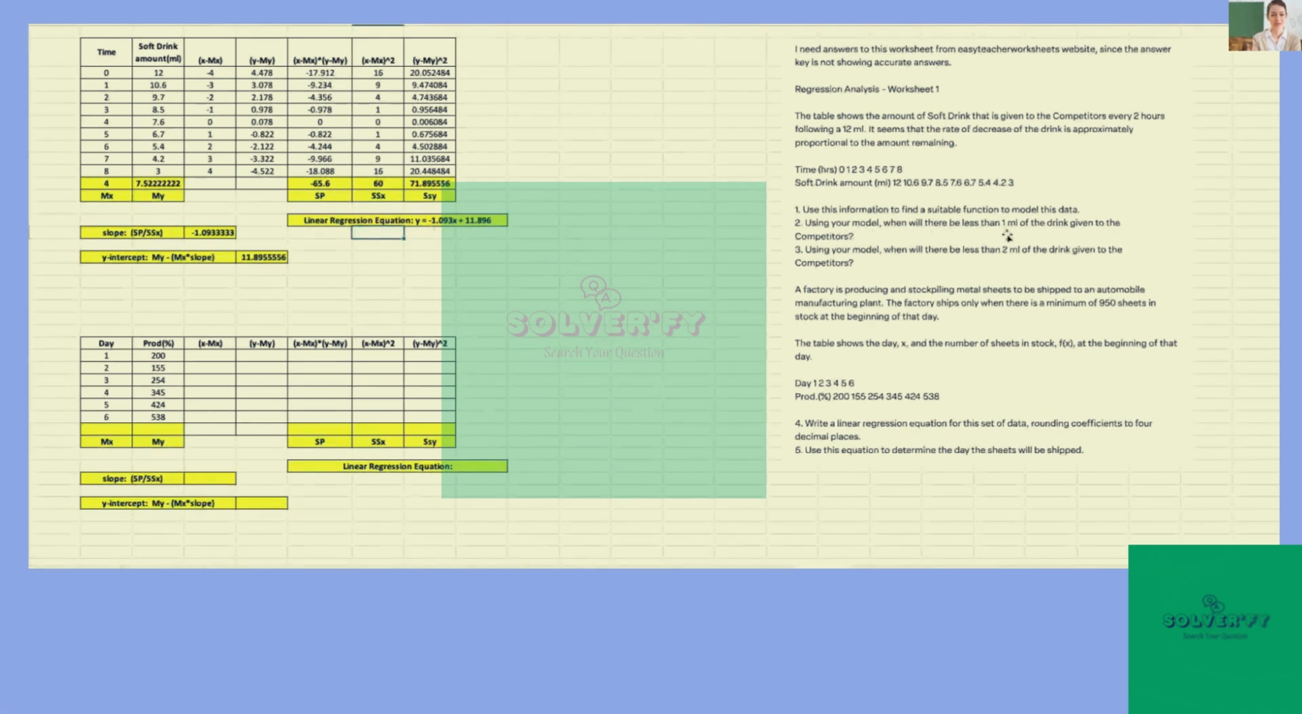Number 2, use your model. When will there be less than 1 ml of the drink given to the competitors? So less than 1. So first of all, if I use my linear regression equation, I would have to do 1 minus 11.896. And then I take that number and divide it by the negative 1.093. So that would be my formula, okay?